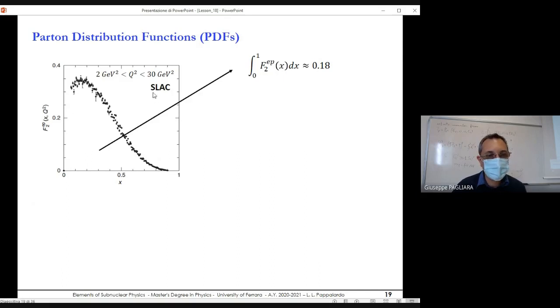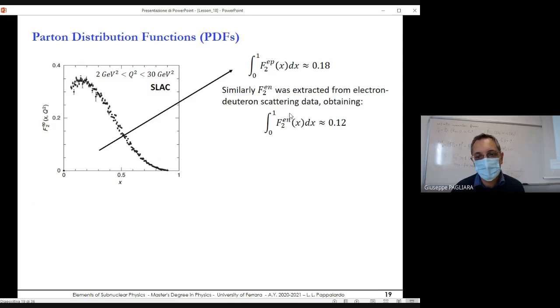So these are the SLAC results for the F2 structure function for the proton, but in a certain Q-squared range, as a function of x Bjorken. So this you can, of course, fit with a certain parameterization, and you can integrate this parameterization in x from 0 to 1. Of course, the integral corresponds to the area below this curve here. And you obtain a certain value, 0.18.